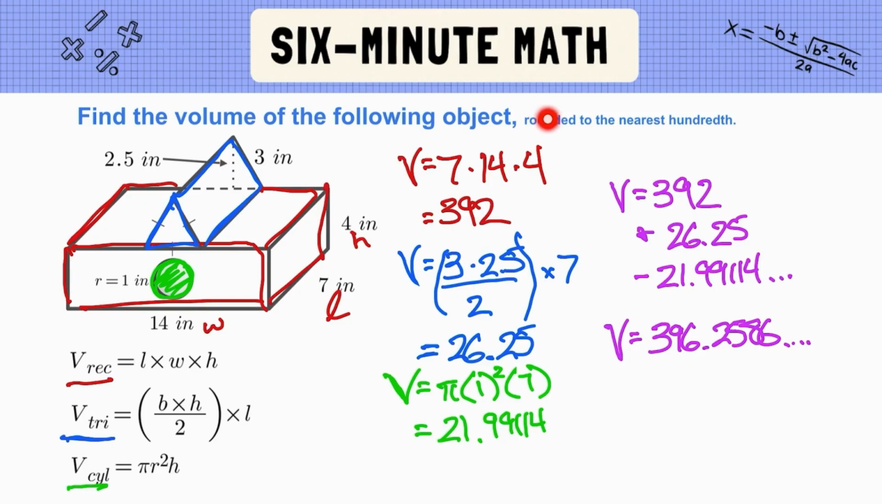Question is asking me to round it to the nearest hundredth. So I have a volume of 396.26 inches cubed.